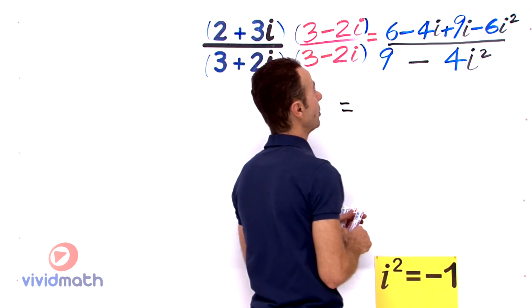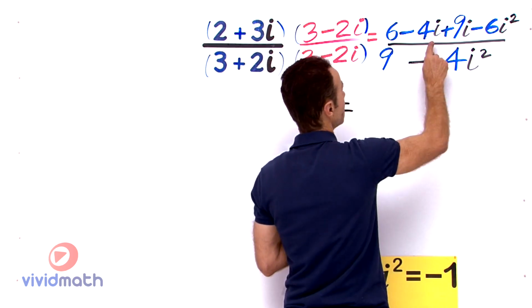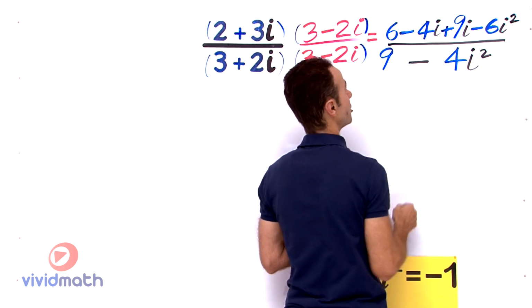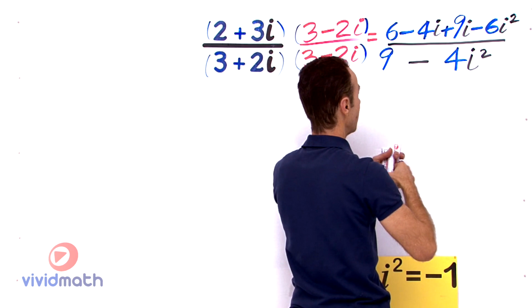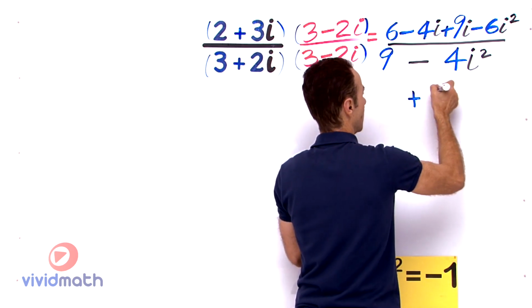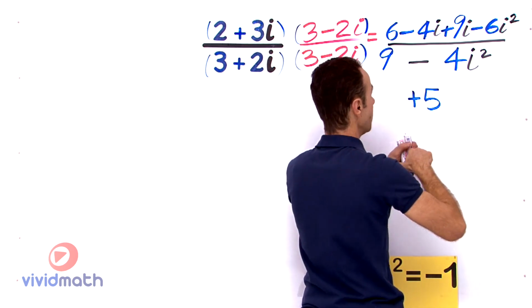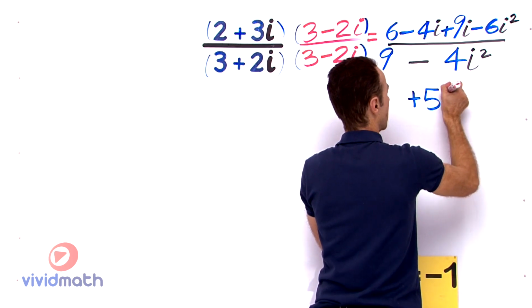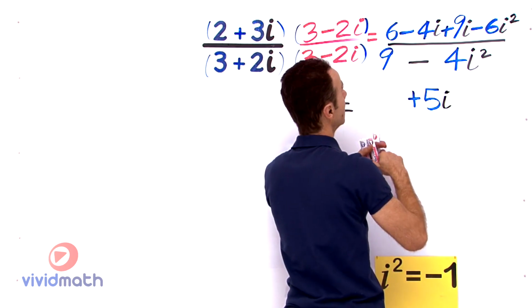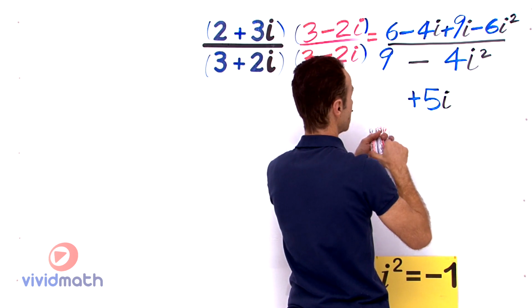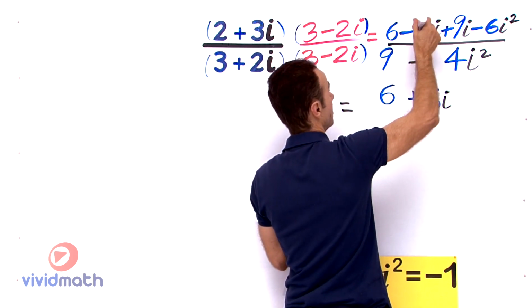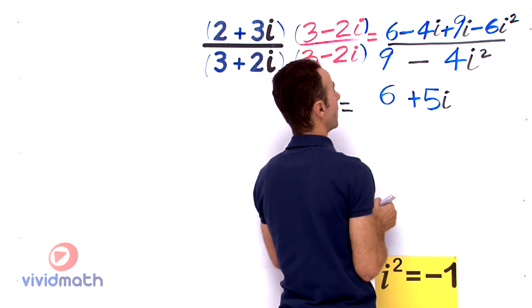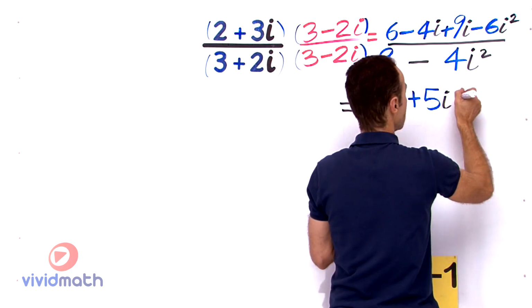On the top, let's see how we can further simplify this. We can take the minus 4 and the plus 9 and create plus 5. Minus 4 plus 9 is plus 5. So that's plus 5i. And we got the 6 there. So 6 minus 4 plus 9 is plus 5i. Okay, there's the 6. Minus 6.